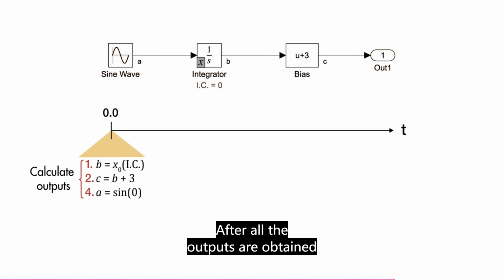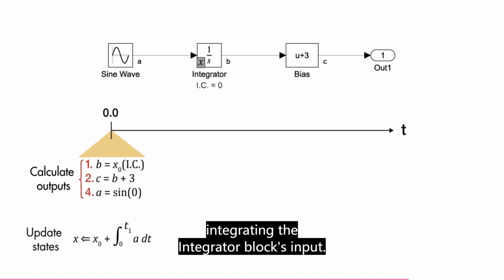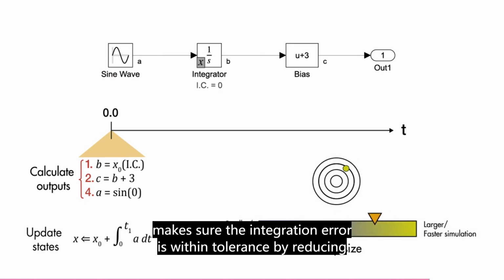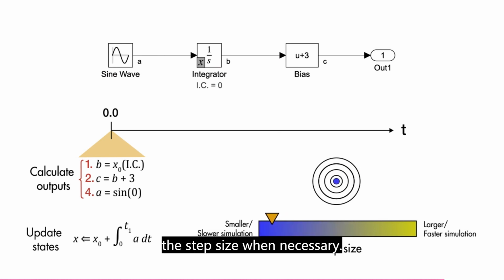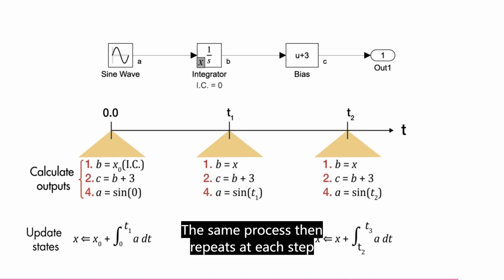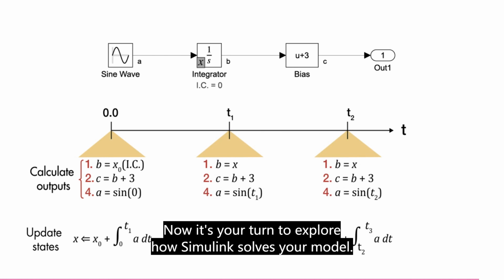After all the outputs are obtained, Simulink updates the continuous state by numerically integrating the integrator block's input. The variable step continuous solver makes sure the integration error is within tolerance by reducing the step size when necessary. The same process then repeats at each time step until the end of the simulation. Now it's your turn to explore how Simulink solves your model.